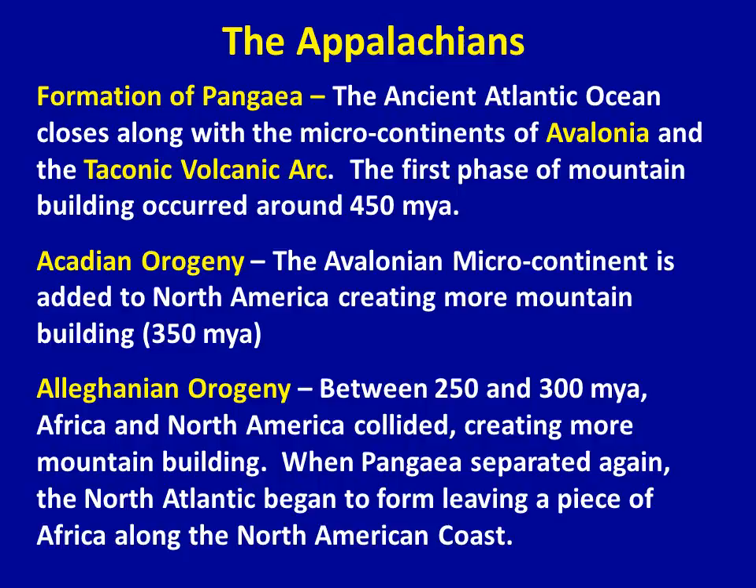Then you had the Acadian orogeny, which is the second rather than the first mountain building phase, where the Avalonian microcontinent is added to North America, creating more mountain building after the Taconic mountain building phase. And then the third phase of the Appalachian mountain building was the Alleghenian orogeny, between 250 and 300 million years ago. This is where Africa and North America collided in the final stages of creating the Pangean supercontinent. And this created even more mountain building.